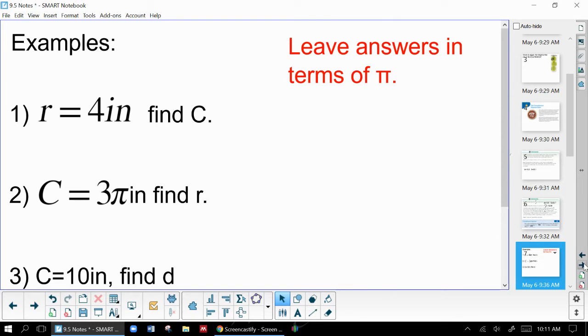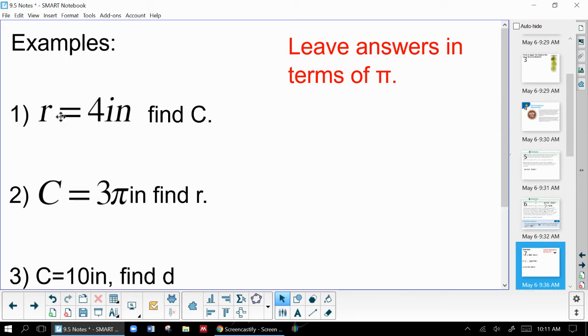Because pi is, there's no exact way to put pi into an answer. Even if you use your calculator, it's not going to be exact. It's always going to be a rounded answer. Even if you put all 10 digits that your calculator shows, it's still rounding. So we're going to leave all of our answers here in terms of pi.